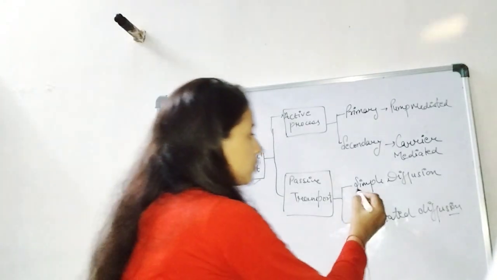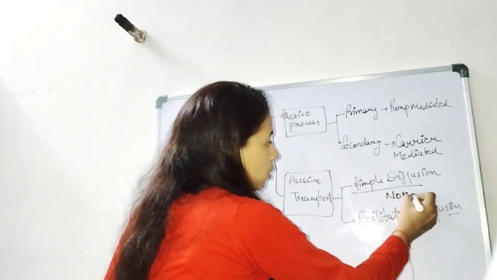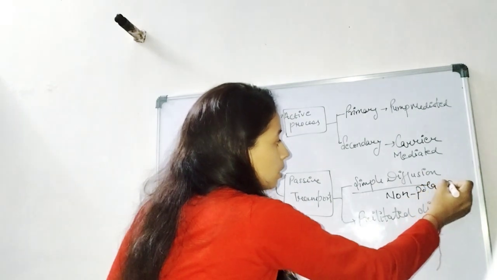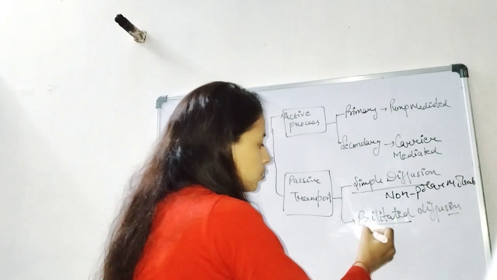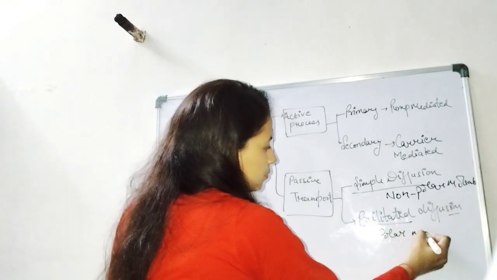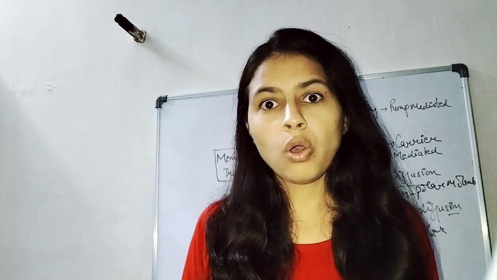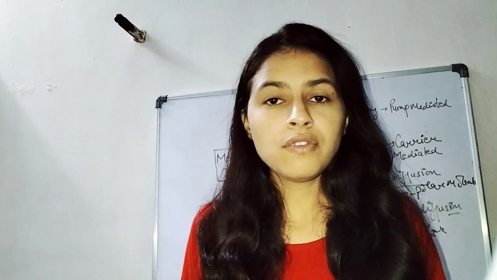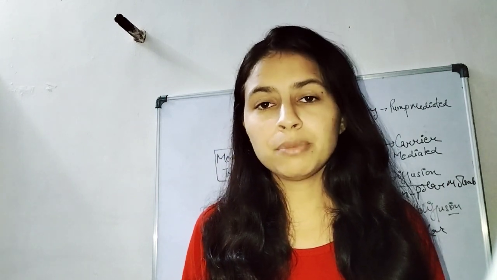So in simple diffusion, we transport only non-polar molecules along the plasma membrane. Okay, and through facilitated diffusion, we transport polar molecules also. Further, facilitated diffusion occurs through carrier mediated or channel mediated transport. I gave some examples of carrier mediated transport and channel mediated transport.